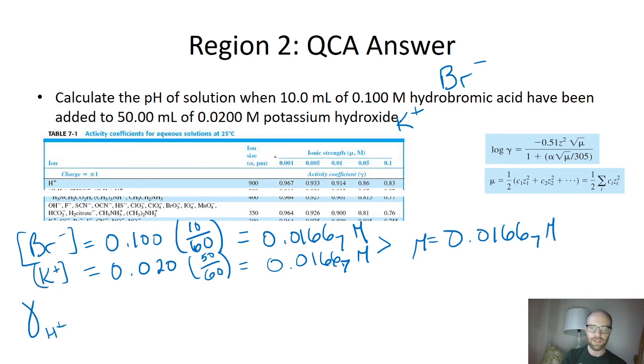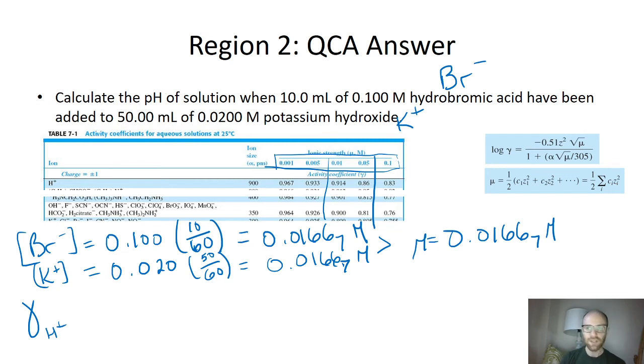Now looking at our ionic strengths over here, just a quick reminder of Chapter 7, I don't see 0.0166. It's somewhere between these two. So hopefully the numbers we get are somewhere in there. I'm not going to do the extrapolation method. I'm going to do the Debye-Huckel formula.